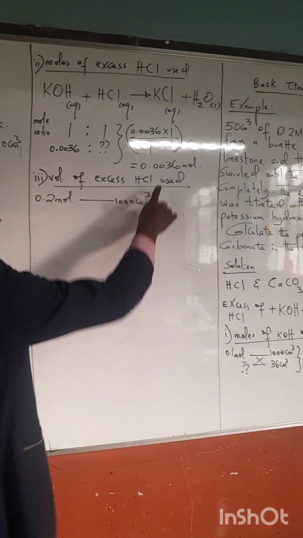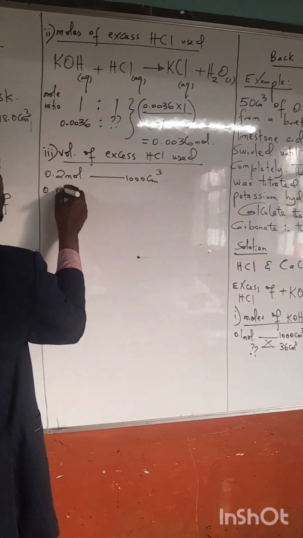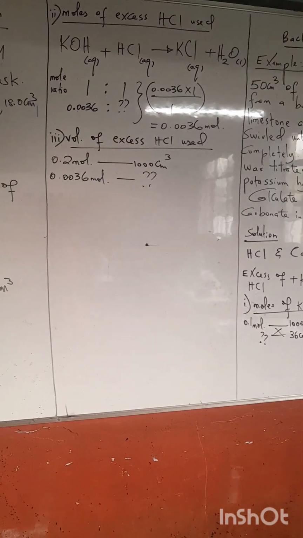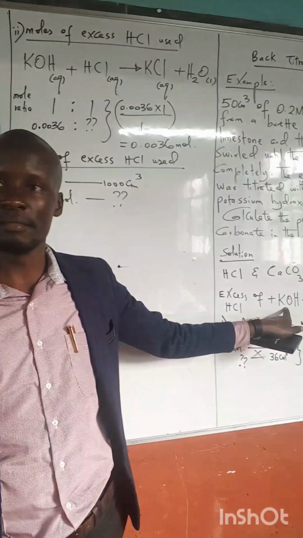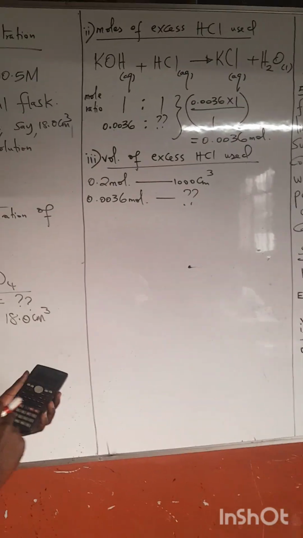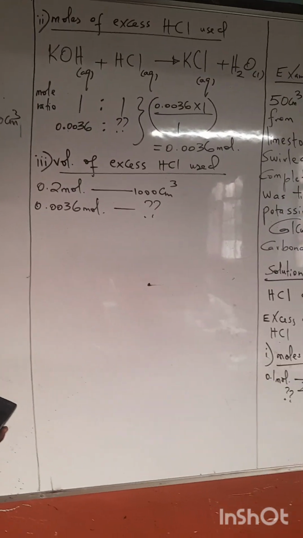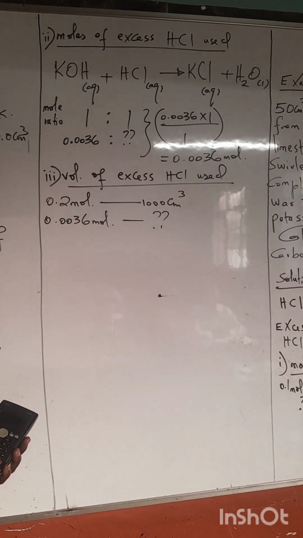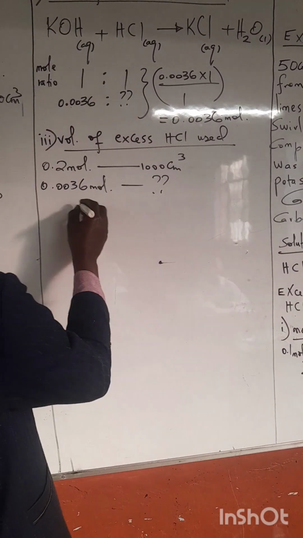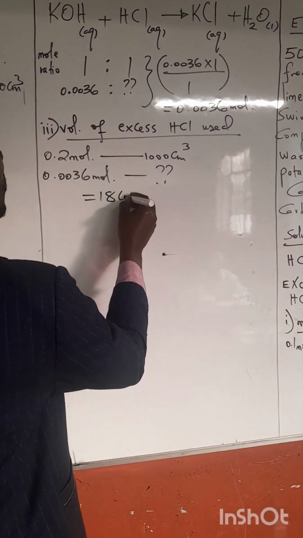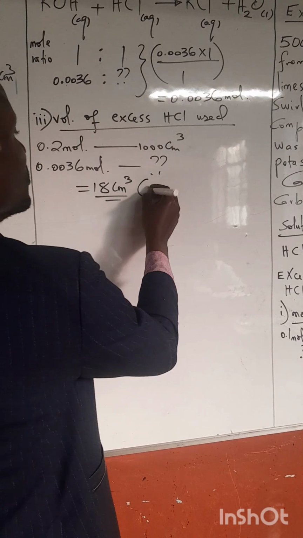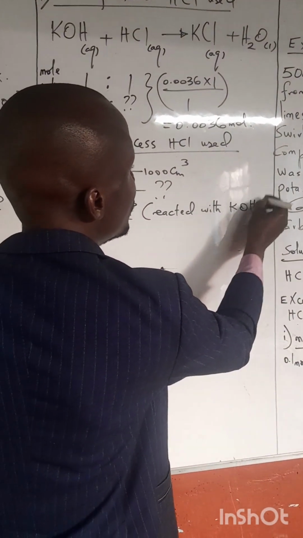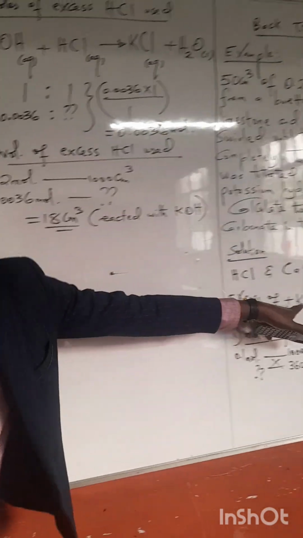What about the volume that was used? The volume that reacted with potassium hydroxide. So that is 0.0036 times 1000 divided by 0.2. That gives 18 cubic centimeters. This is the volume reacted with potassium hydroxide here. You understand?